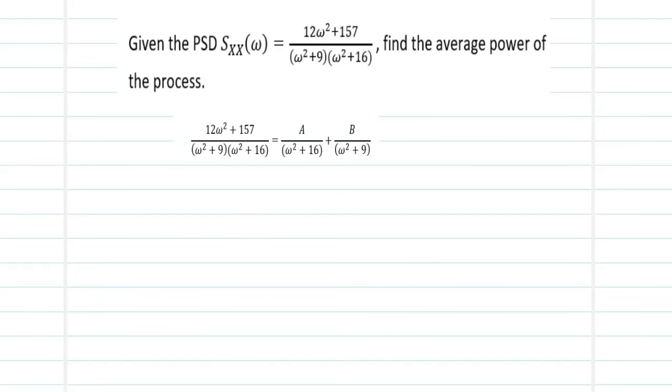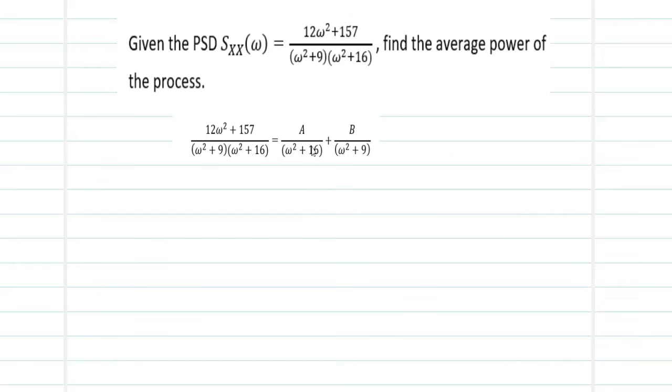We will begin with the partial fraction of 12 omega square plus 157 over omega square plus 9, omega square plus 16. Since the denominator contains two linear factors, we will use two constants: A for the first factor, omega square plus 16, and B divided by omega square plus 9. There is no hard and fast rule which one we take first, because it's a product and we are splitting it into fractions.